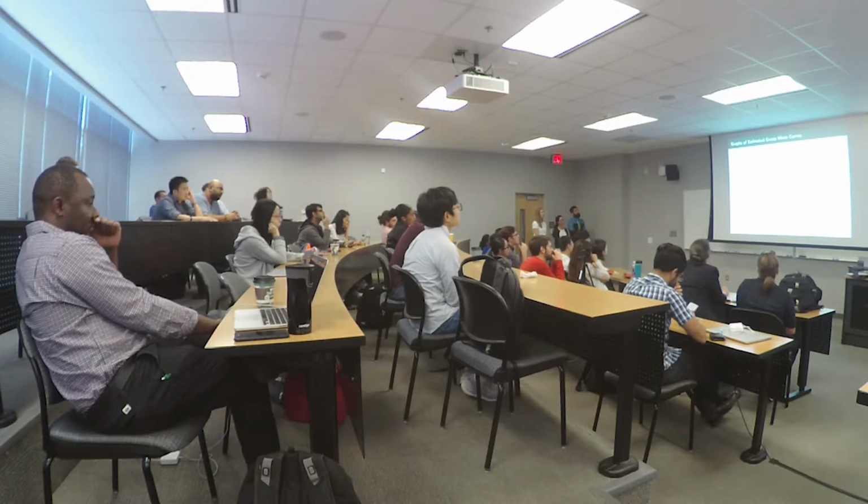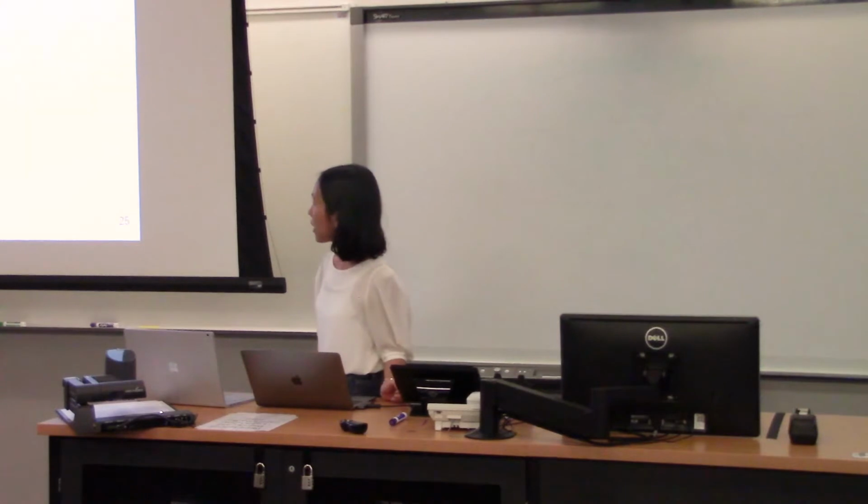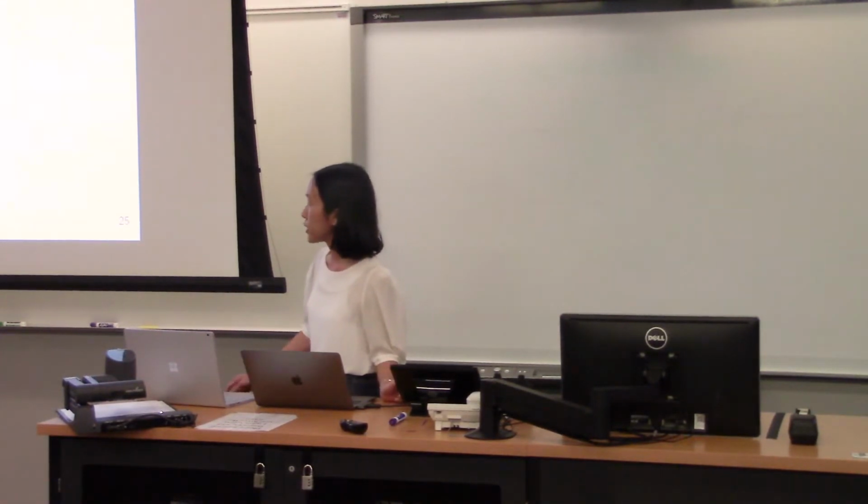So next slide is the graphs of estimated group mean curves with plus minus 1 standard deviation errors, and the red line is for CGM only, and the blue line is for the CGM plus BGM group. As you noticed here, after alignment, we found very little vertical deviation between the two estimated group mean curves. So this tells us that there is not much evidence of difference between two groups in terms of system time.